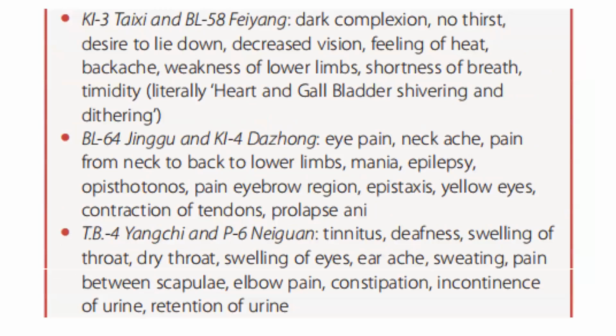Kidney 3 and bladder 58 can be used to treat dark complexion with no thirst and a desire to lie down, decreased vision, a feeling of heat, backache, weakness of lower limbs, shortness of breath, and timidity, which literally means heart and gallbladder.